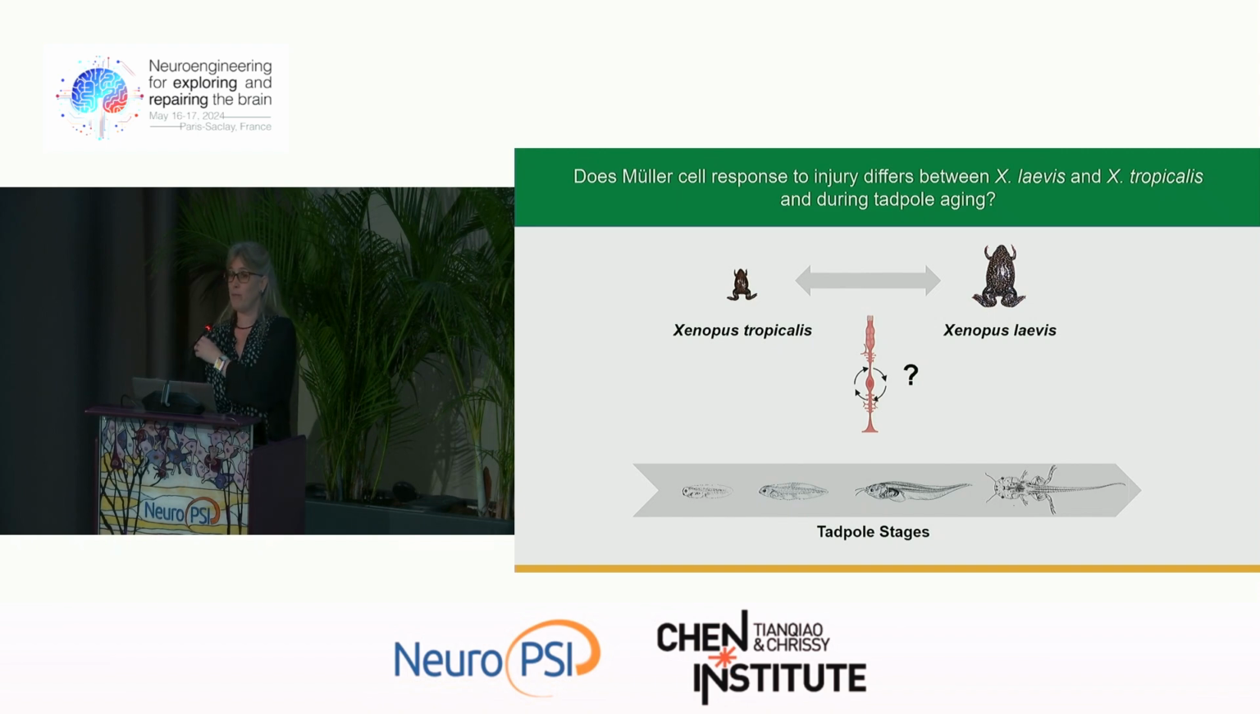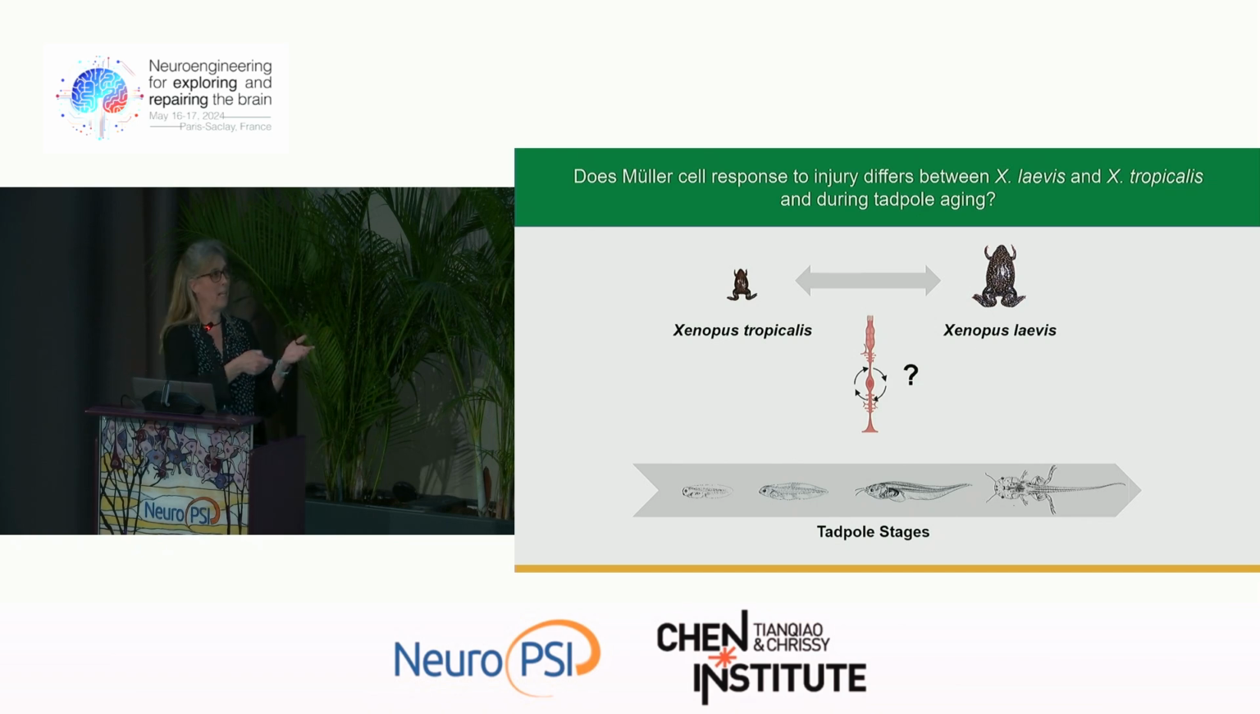So at the time, I don't know if you have to guess, but at the time I was guessing that in two Xenopus species, so closely related species, Müller cells would respond similarly, right? And along the while the tadpole ages, I have to tell you, in the mouse, I told you that you can trigger some reactivation, but this is quite efficient in a young mouse, right, in a very early postnatal mouse. But the older the mouse is, the less efficient this will be, right?